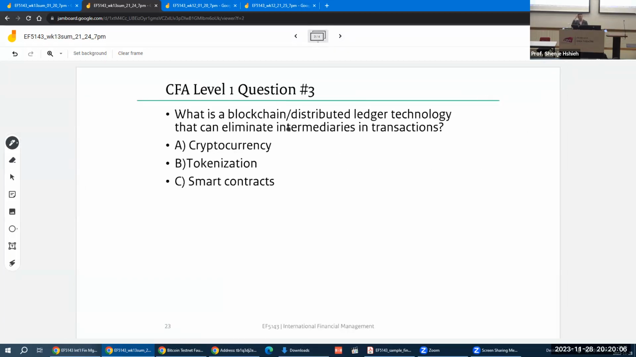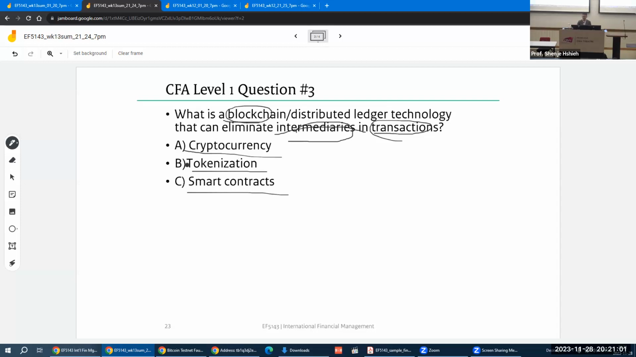All right, last question. What is a blockchain distributed ledger technology that can eliminate intermediaries in transactions? A, cryptocurrency, B, tokenization, C, smart contracts. Based on your understanding of Bitcoin, with the Nakamoto consensus and proof of work, there is no need to have banks monitor or regulate transactions, right? The only way that's possible is because cryptography is involved, with some way to secure the transaction with competition to mine blocks. So whenever you see a question about eliminating intermediaries on blockchains, we need to talk about cryptography.